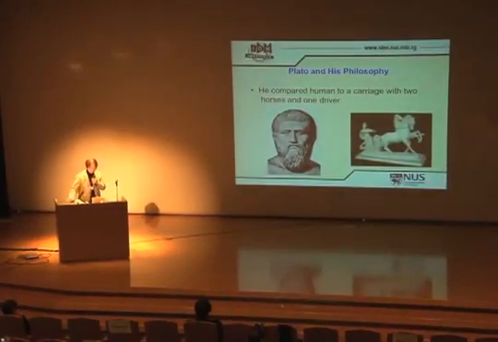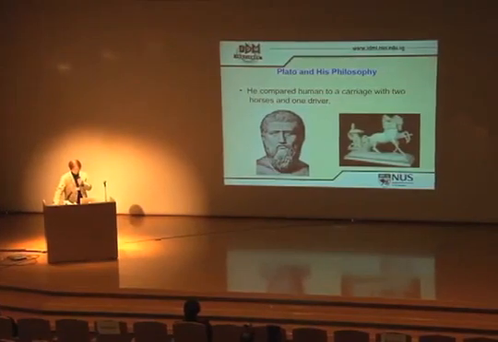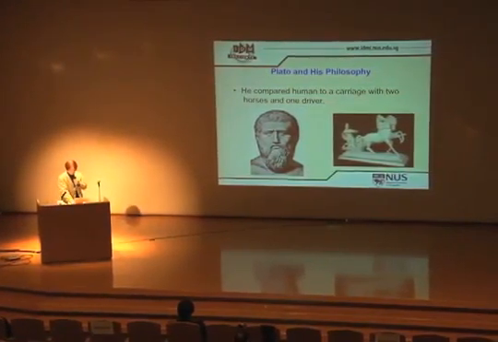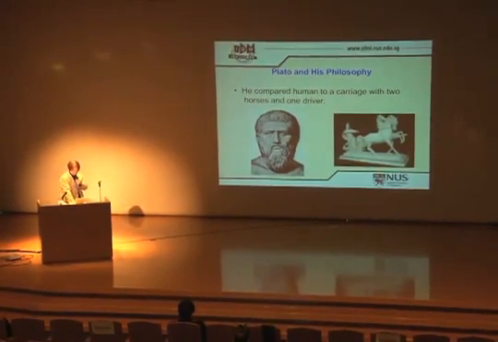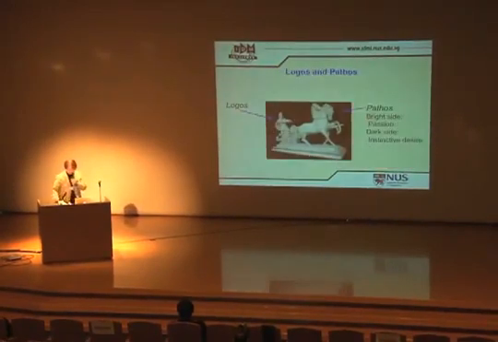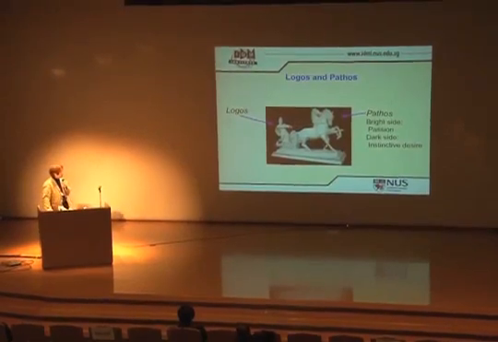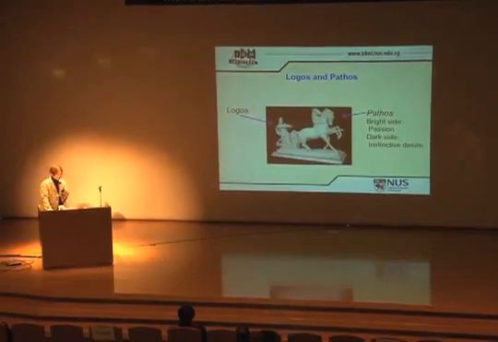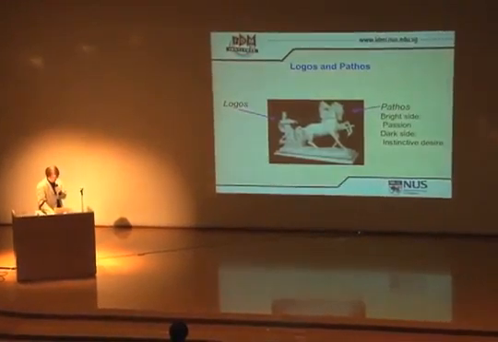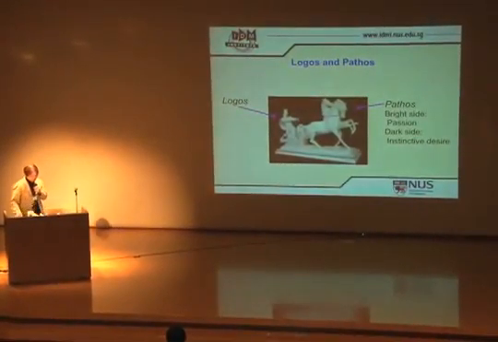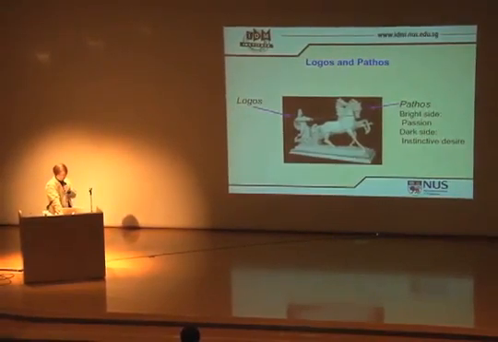And now I make another leap and talk about Plato. Logos and pathos were words that Plato started to use. He described the human spirit as a carriage with 2 horses and 1 coach driver. I like this analogy, so I'm using it here. The coach driver is the logos part of the human, and the horses are the passion, the desire, the sensitivity of humans, the pathos part.